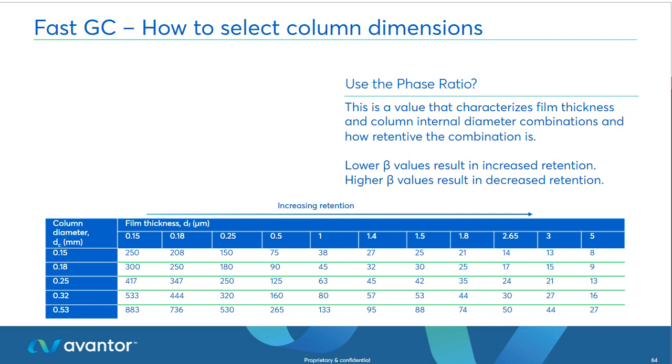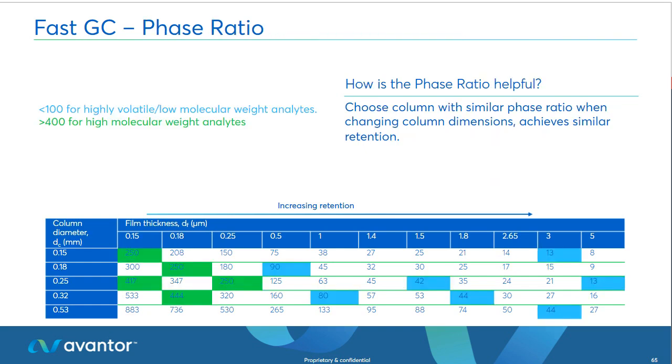And then the higher B values, which you can see on the far left side, have decreased retention, so the analytes fly through much faster. So the phase ratio is helpful. It helps you choose a column with a similar phase ratio, so that when you're changing to a smaller or larger dimension, you're keeping a similar amount of retentiveness. You're not seeing a massive change in the chromatography, just maybe a difference in the retention time.